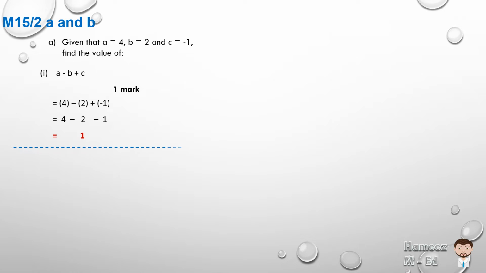For part 2 of the question, we're still finding the value of 2a to the power b. And we know a and b, so we can substitute 2 by 4 to the power 2. And what do we work out first? We work out the indice or the power first. So 4 to the power 2, or 4 squared. 4 4s are 16. So 2 times 16, and that will give us 32.